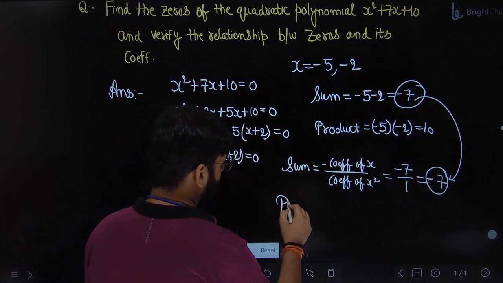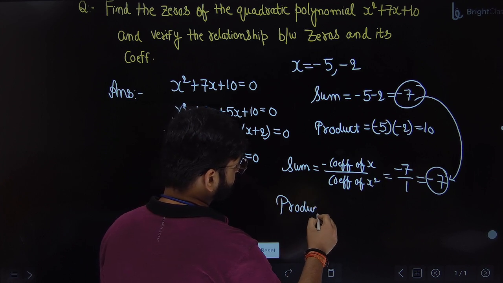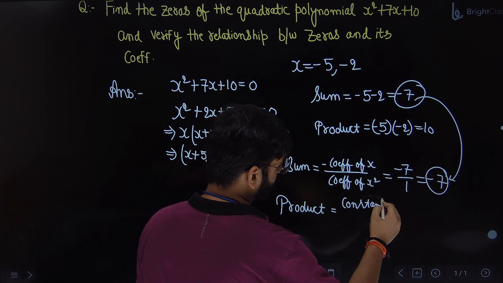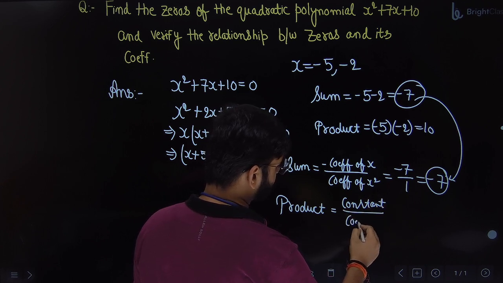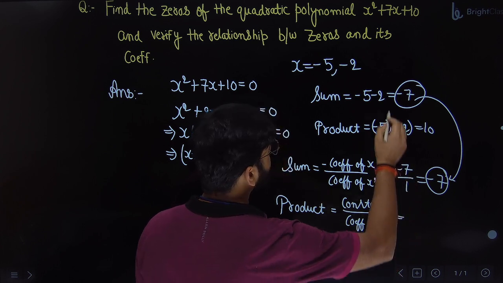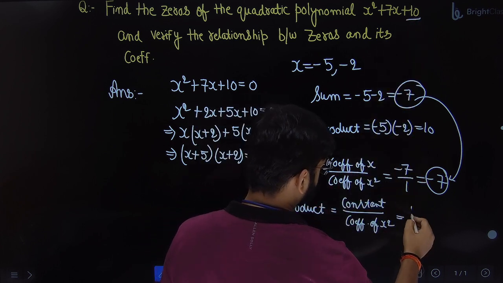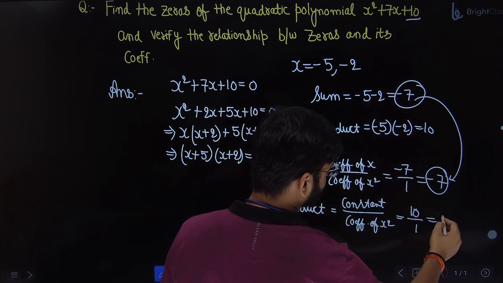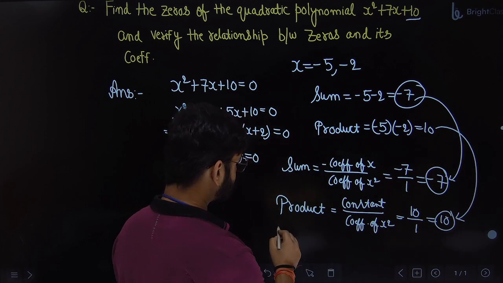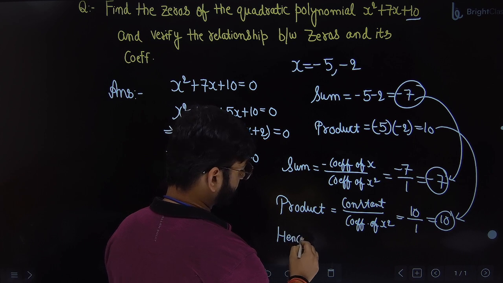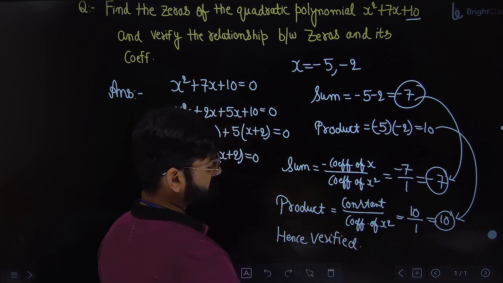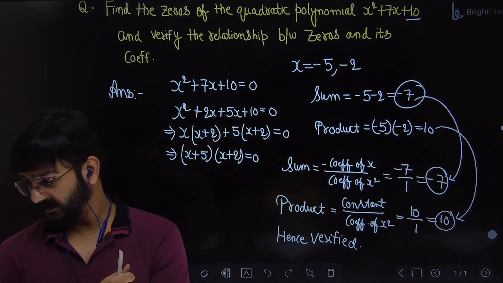Now, what is the product of roots? Constant term divided by coefficient of x square. What is the constant term? 10. Coefficient is 1. Is it matching? Yes. So hence verified. Simple question, very straightforward.